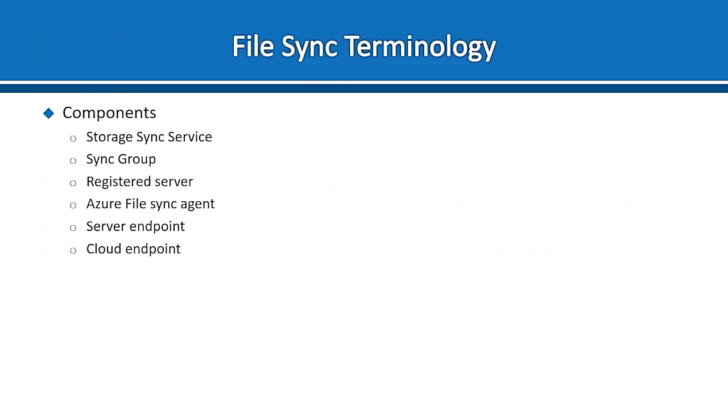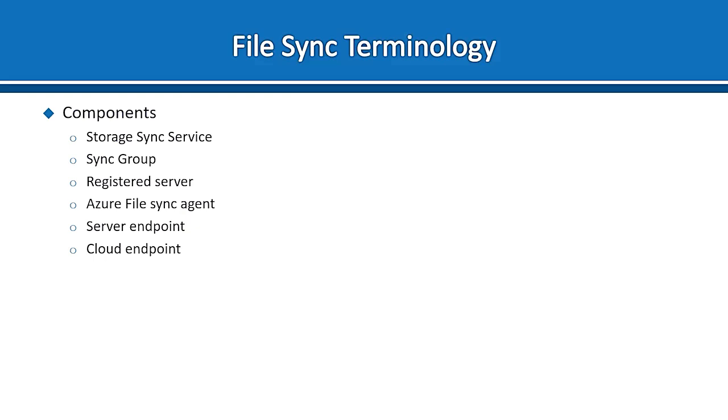Let's talk about some of the terminology. This is definitely something that you'll want to know for the exam. So the different components of the Azure File Sync solution are the Storage Sync Service. That's essentially the top level resource for this solution. The Storage Sync Service resource is a peer of the Storage Account resource. And so that means it gets deployed into resource groups, and it is used then to create sync relationships.